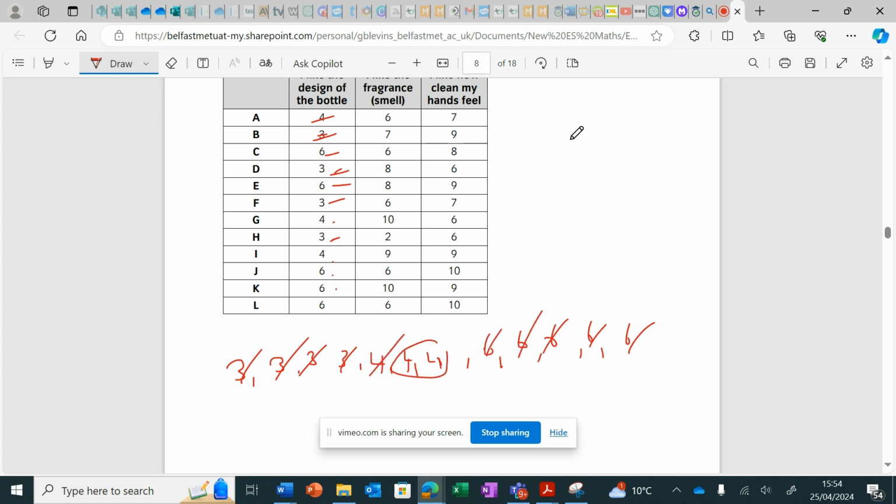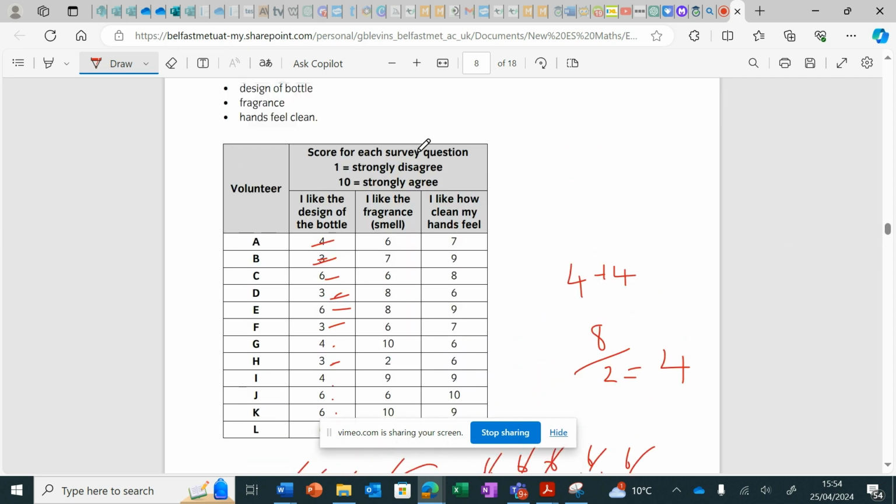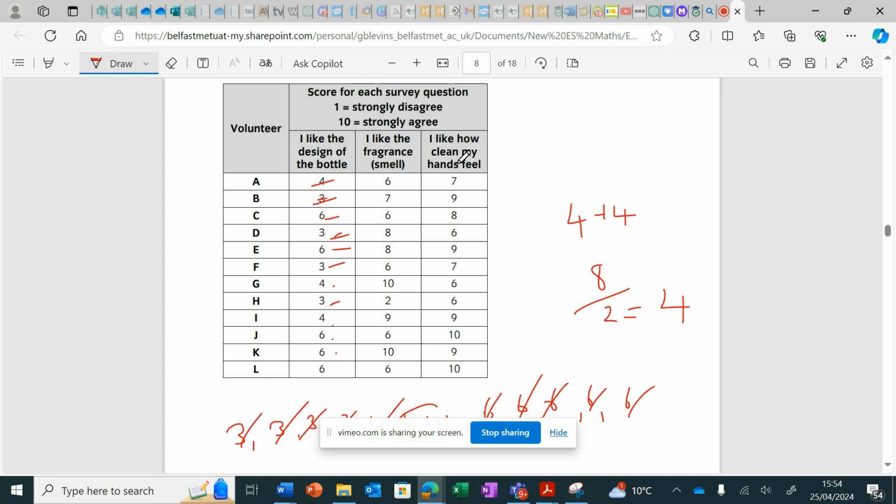And it's 2 fours. Well, 4 plus 4 is 8. Divided by 2 is 4. If you get 1 in the middle it's pretty easy. If you get 2 in the middle, you've got to add them up and divide by 2. And you repeat that for fragrance and hands feel clean.